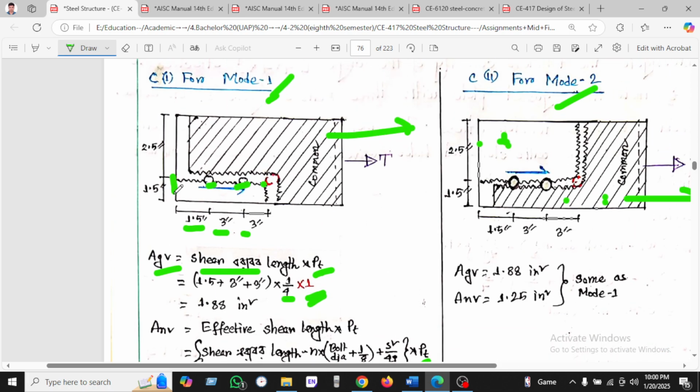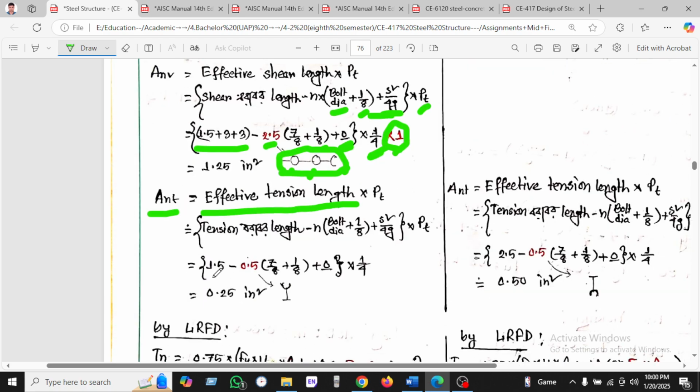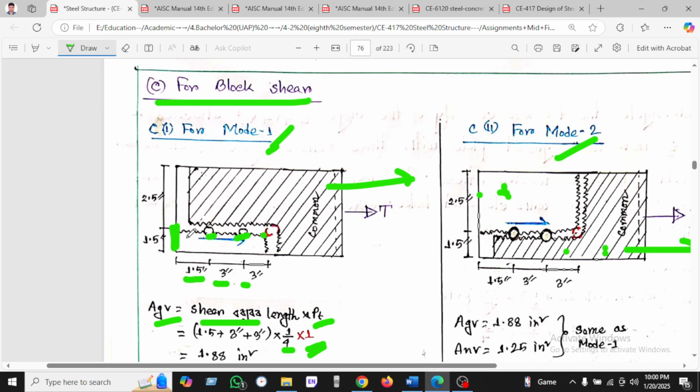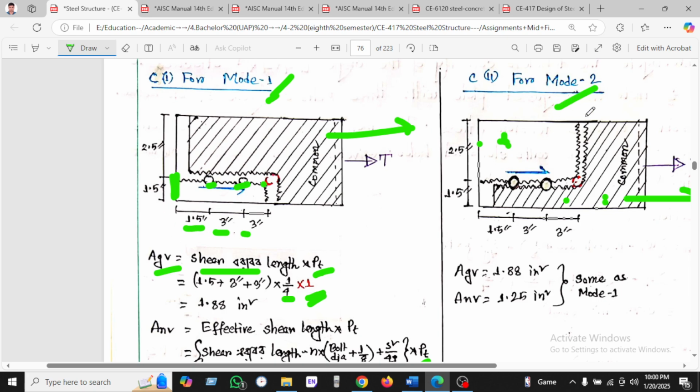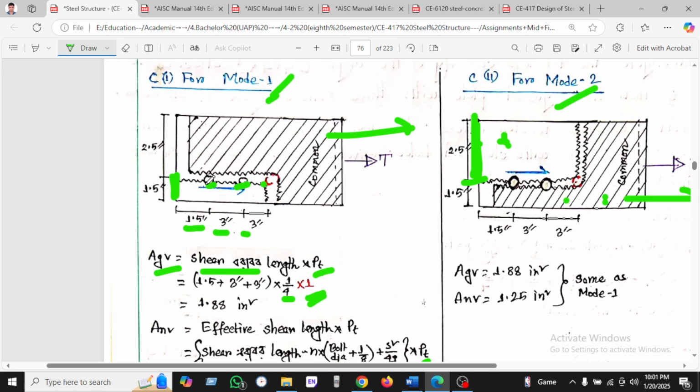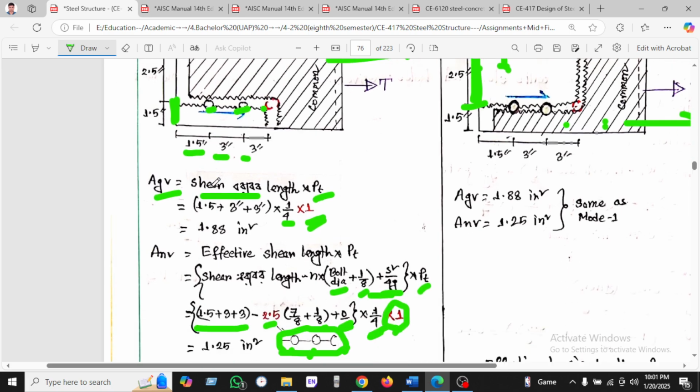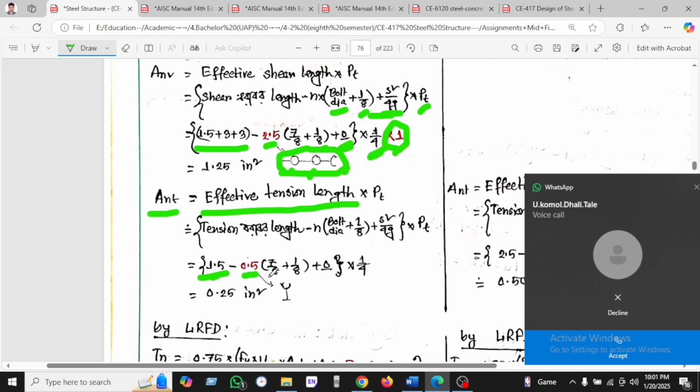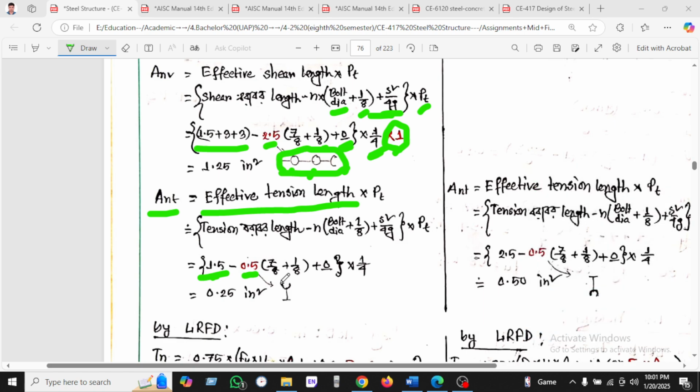So what is the tension? This is the tension zone, 1.5. On the other hand, if we consider block mode 2, then the tension zone will be this 2.5, not the bottom portion. The 1.5 is half of the bolt, and the bolt diameter is given as 7 by 8 plus 1 by 8, and there is no staggering, and the thickness is 1 by 8.